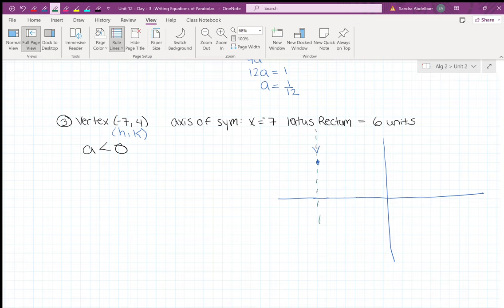If our axis of symmetry is a vertical line, what does that mean? What kind of parabola is this? Vertical. It's a vertical parabola. So, Tejas?